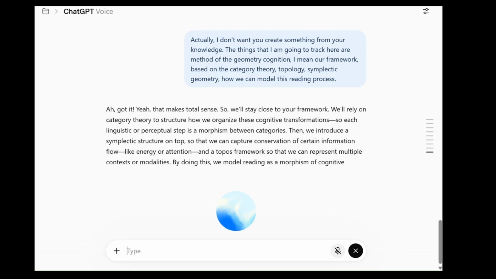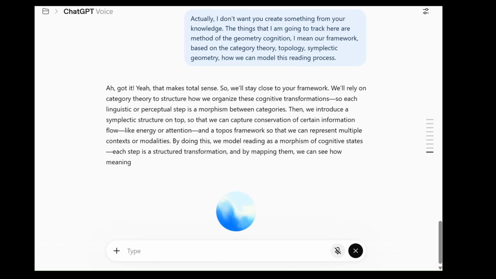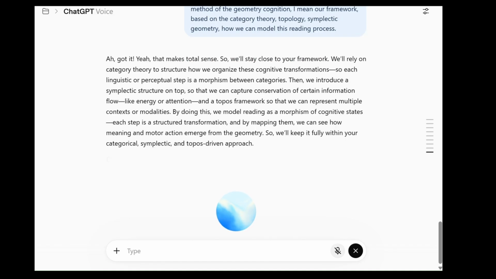By doing this, we model reading as a morphism of cognitive states. Each step is a structural transformation, and by mapping them, we can see how meaning and motor action emerge from the geometry. So we'll keep it fully within your categorical, symplectic, and topos driven approach.